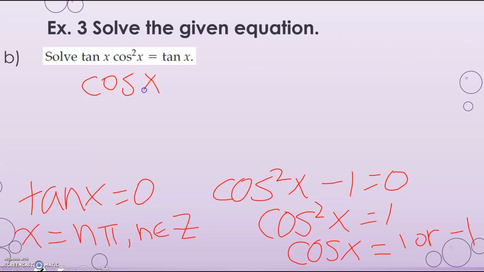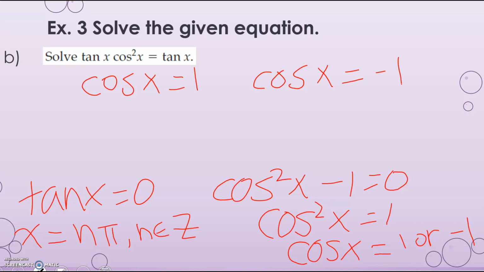Cosine of x equals 1, and cosine of x equals negative 1. Let's think about this. Where does cosine of x equal 1? Oh, that's right. Cosine of x equals 1 at 0. Cosine of 0 equals 1.